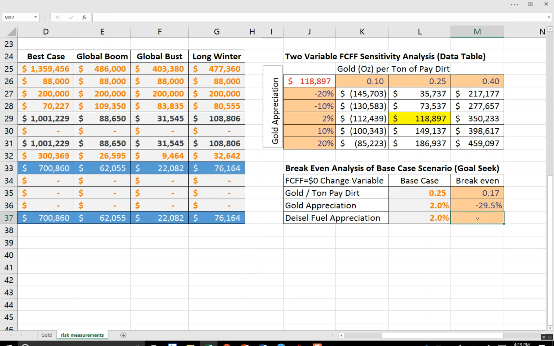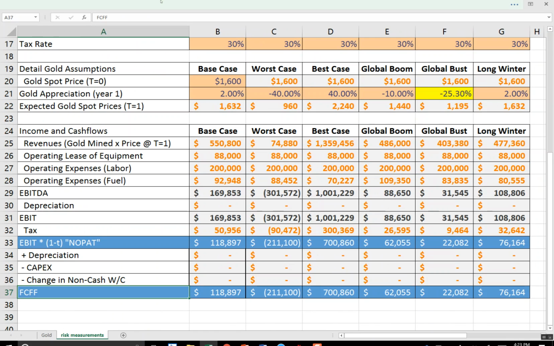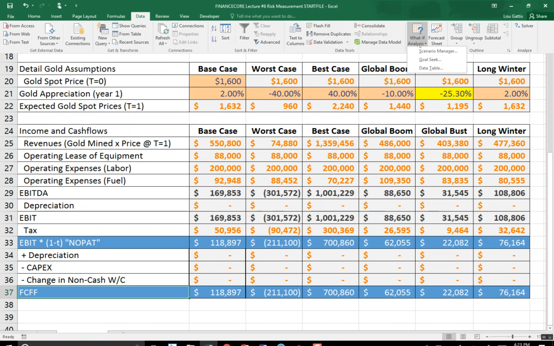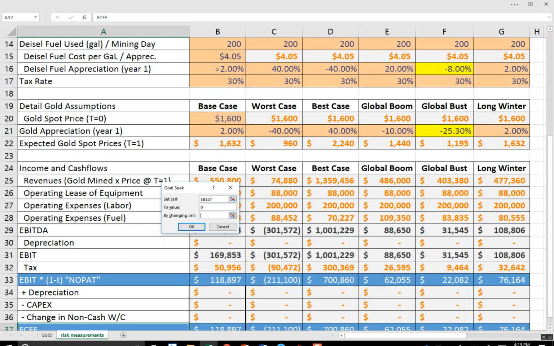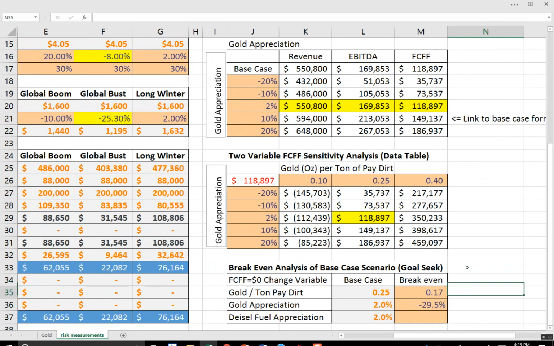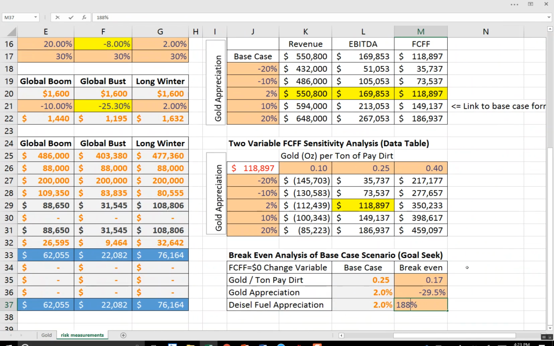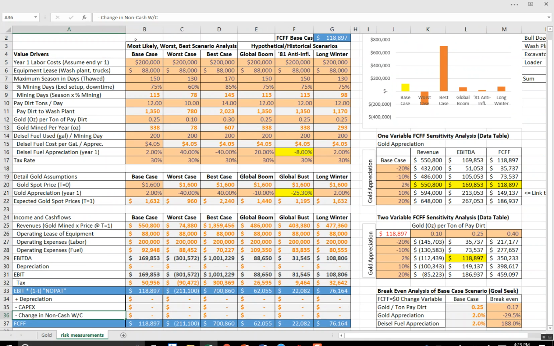29.45%. And the last thing is, what appreciation of diesel will make my free cash flow 0? So data, what if, goal seek. I'm going to set my free cash flows to 0 by changing fuel appreciation. 188%. So it looks like we can handle some increases in fuel. So let's go 188%. So this gives us a good analysis of the risk of operating a gold mine in the Klondike. This is my single point estimate base case.